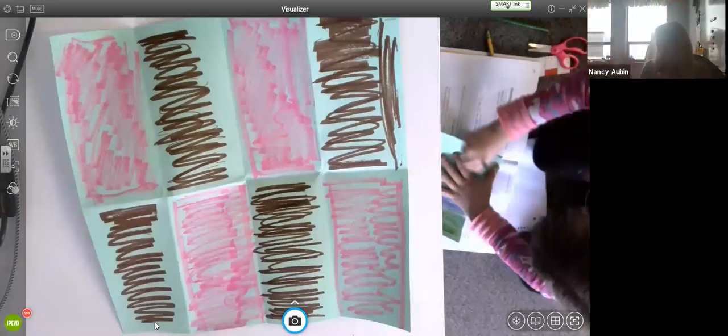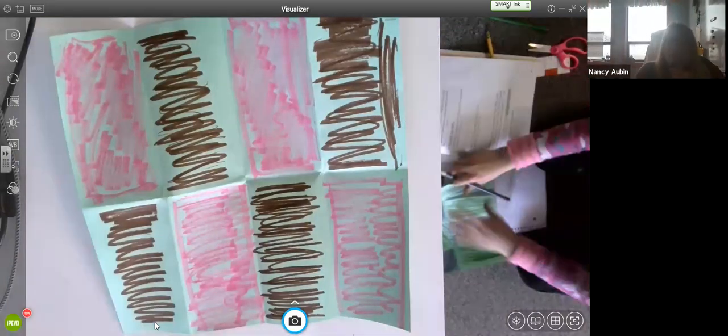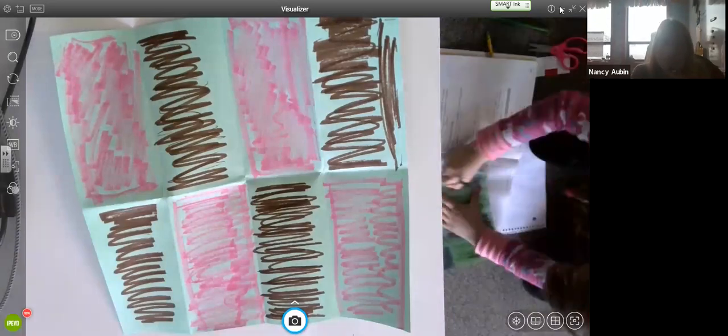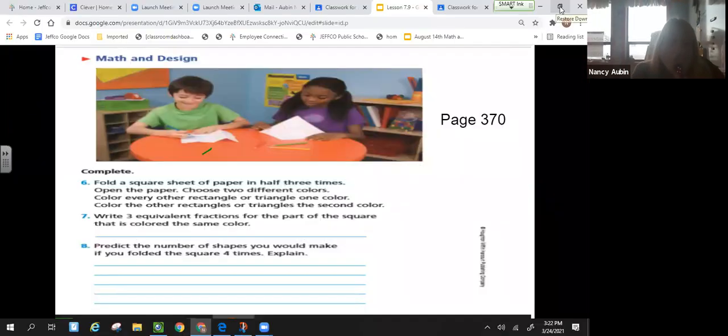Now I want you to answer the question. Once you have that done, let's see what we're going to do here that deals with fractions. What can you do? Write 3 equivalent fractions for the part of the square that is colored the same color. So let's think about that.